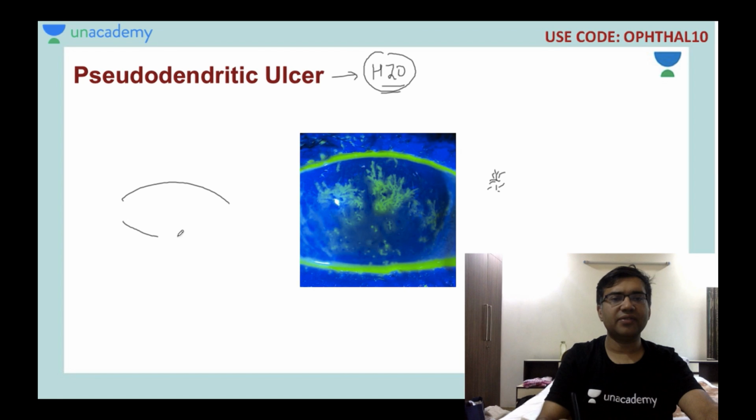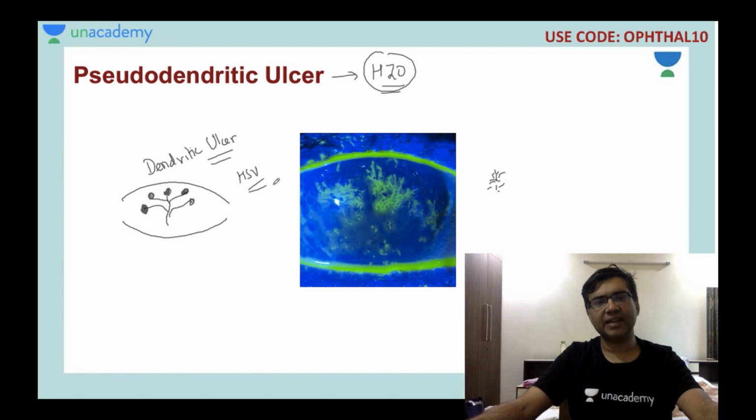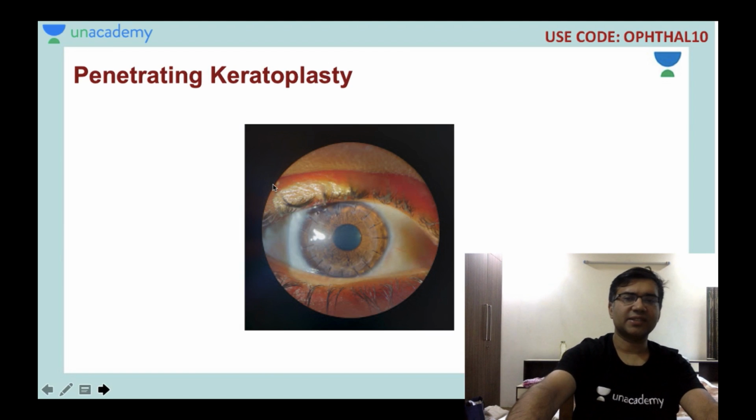When you have a dendritic ulcer, it is more of a larger one and you have the terminal bulbs. These terminal bulbs basically harbor the virus cells. This is called dendritic ulcer. So do not confuse a dendritic ulcer with a pseudodendritic ulcer. The dendritic ulcer is seen in herpes simplex keratitis and the pseudodendritic ulcer is seen in herpes zoster ophthalmicus.